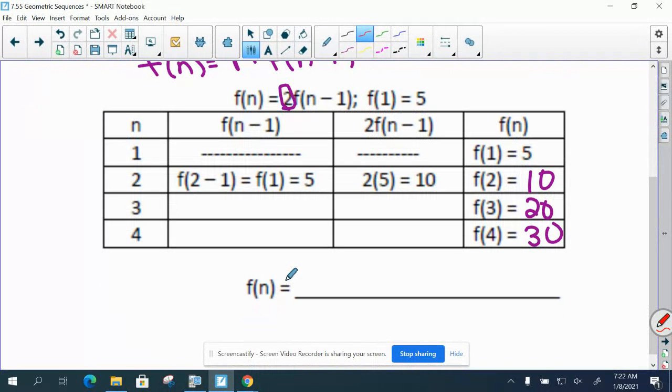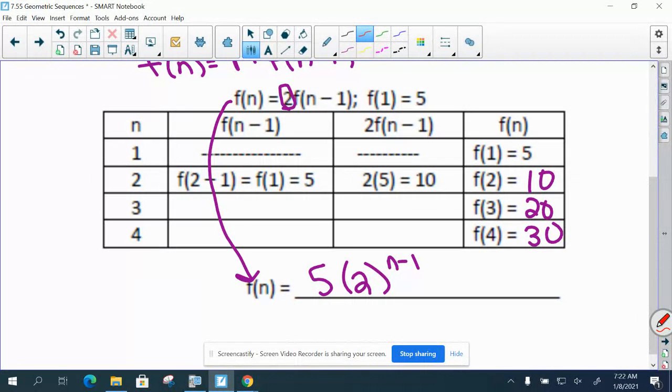And then we're going to write the explicit rule. So the explicit rule would be the first term, which is 5, times your factor, which is 2, to the n minus 1. All right, so that's the explicit rule if this is the recursive rule.